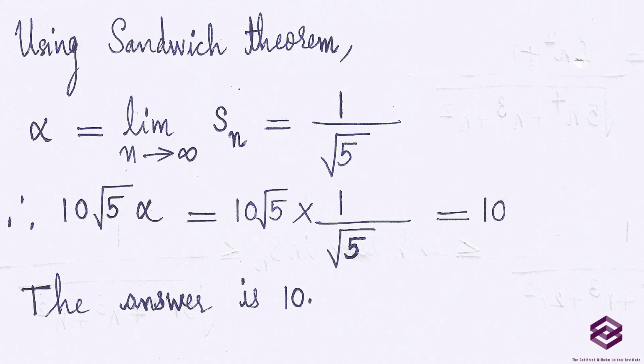So what is asked? What is asked is 10 root 5 multiplied by alpha, and it is equal to 10. So the answer is 10.